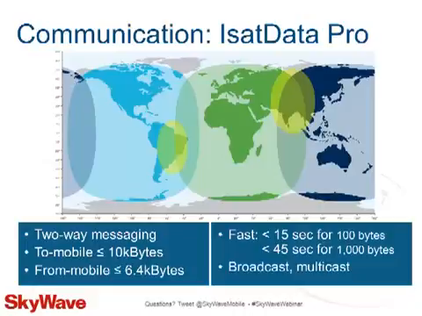Messages from this two-way service are also fully acknowledged, so you can feel assured that the message will be received. Now, when it comes to the speed of the service, it is also one of the fastest services in its class, with a latency of 15 seconds for 100 bytes and 45 seconds for 1,000 bytes. Finally, IsatData Pro is a global service, so it's available for both land-based and maritime applications. There are no roaming charges, so you can move between countries and continents, and you don't have to worry about changing carriers or additional charges.